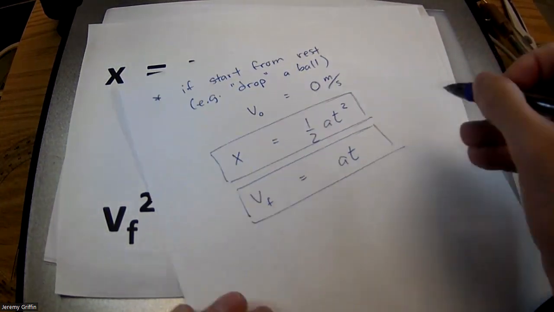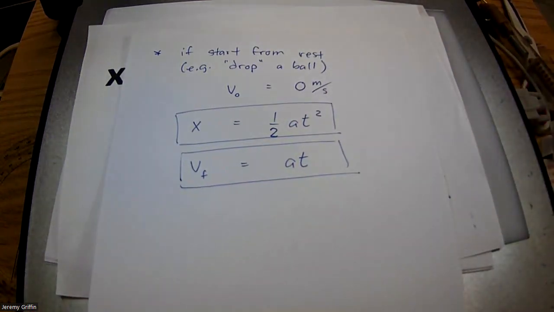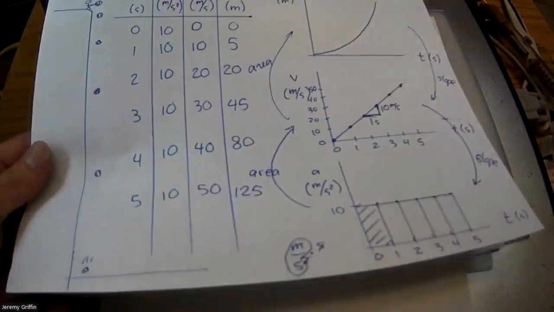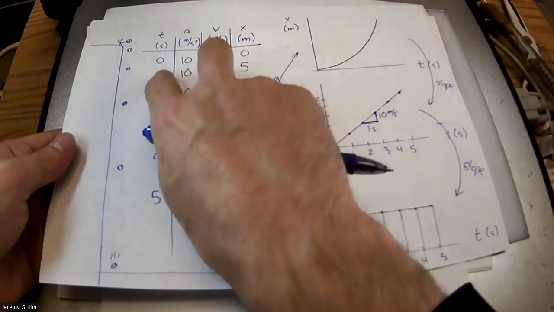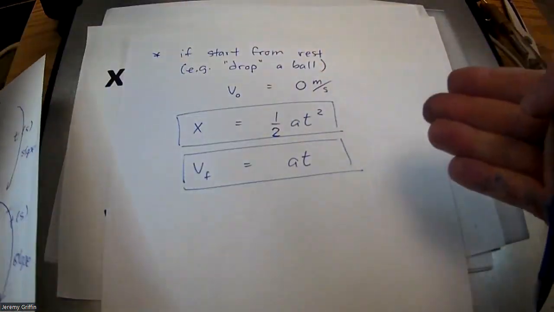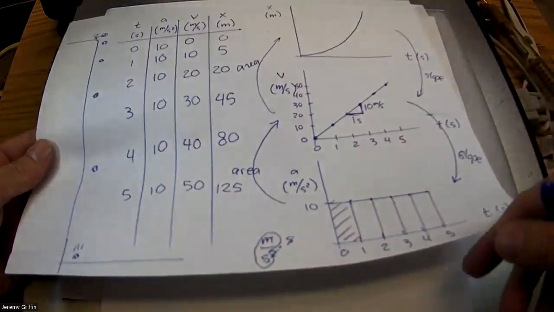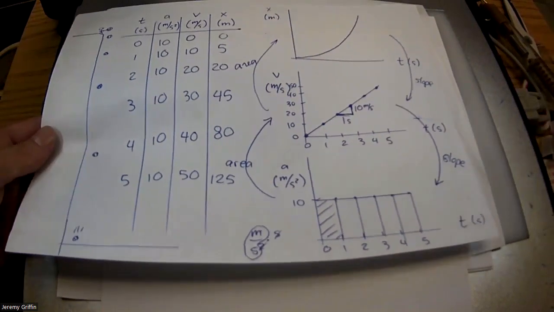So here are some simplified versions of those equations, if you start from rest, any version of that. Which actually, if you think about it, drop a ball. Where have you seen that? Ah, you did see that last week. You guys remember this ball being dropped off this cliff? Initial velocity was 0 meters per second. So actually, we've already applied the simplified versions to complete this entire table and these graphs. What do these look like on a table or on graphs? Boom, there's the answer right there in your notes from last week.